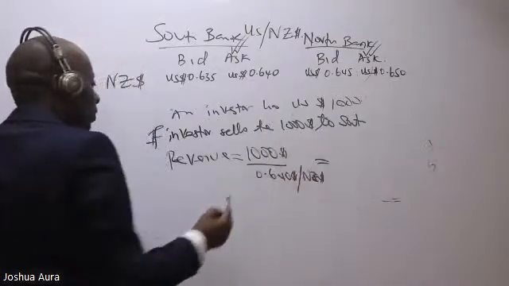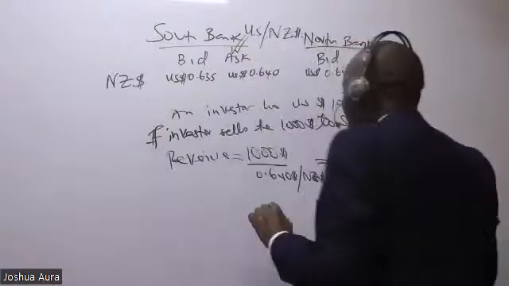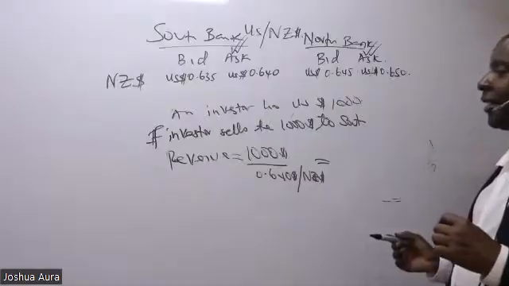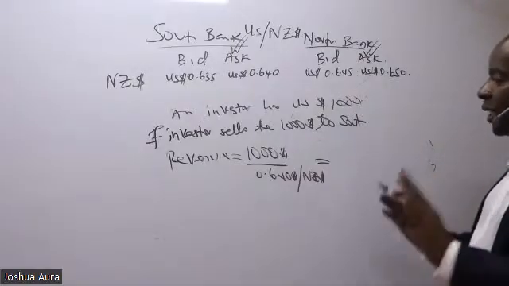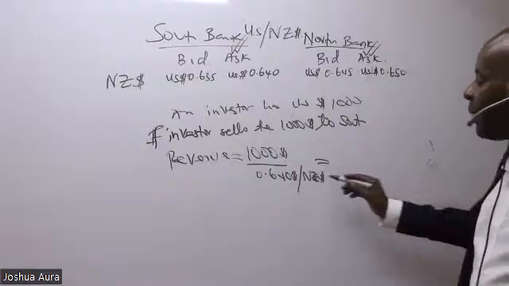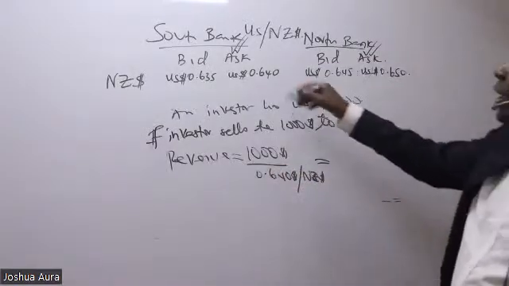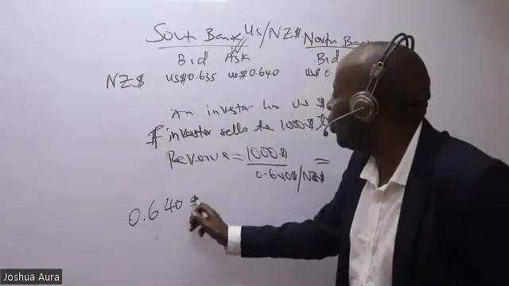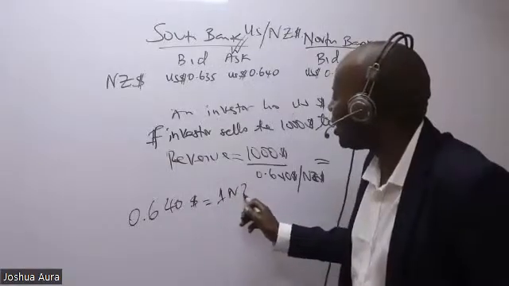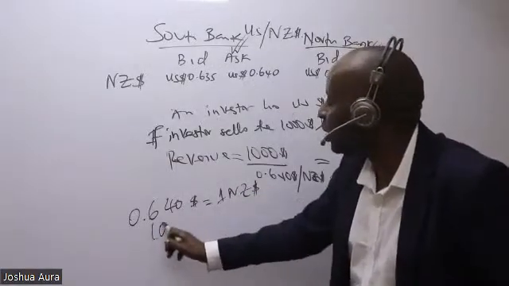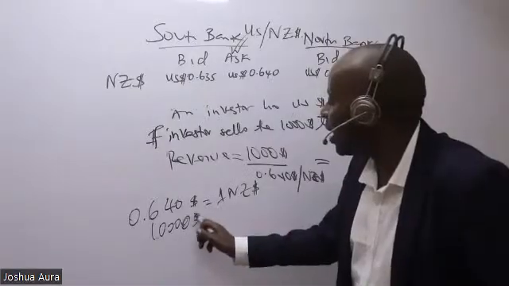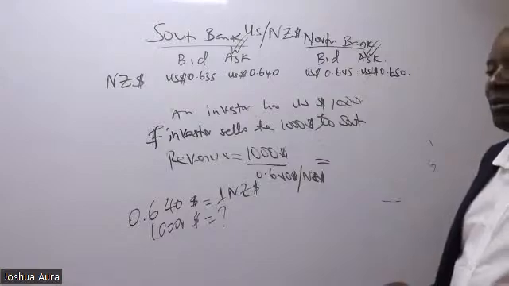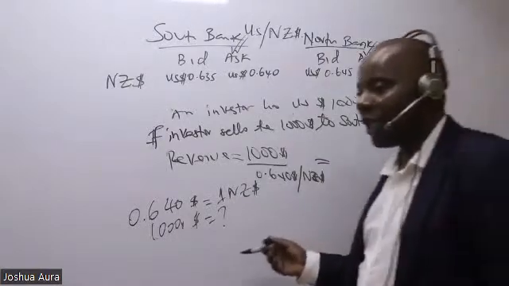Can somebody give me this revenue that this guy will get? Just try, it's trial and error. If he sells the $1,000 to South, remember when you are exchanging, you can also use your mother tongue. You can come and talk of 0.640 US dollar equals 1 New Zealand dollar. How about $1,000? You can also use your mother tongue.